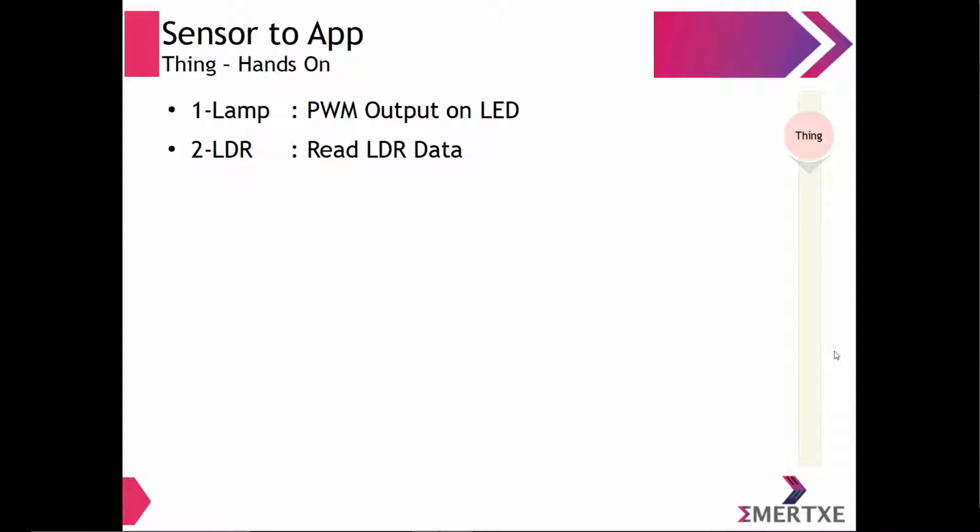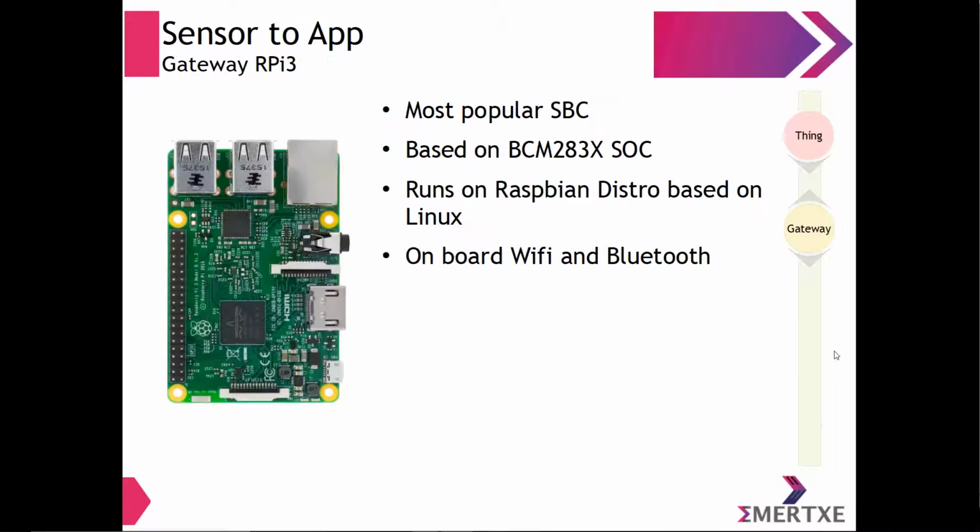Now that we have covered the thing, that is the device side, let's move on to the gateway. The gateway we use is nothing but a Raspberry Pi 3 board, which is based on Broadcom BCM283X SoC, and we all know that this is the most commonly used single board computer. Raspberry Pi has support for Wi-Fi and Bluetooth built into it. The board has a Raspbian OS based on Linux. This makes it easy for us to work on this board.